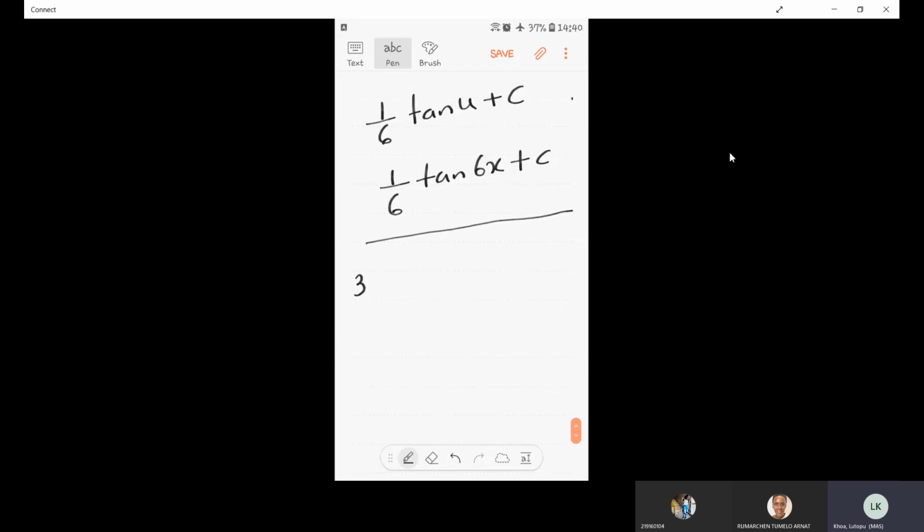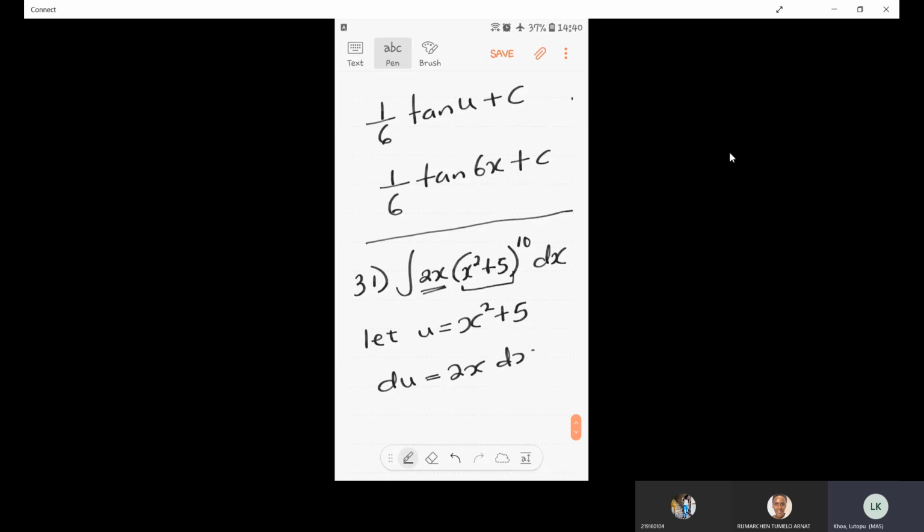Then number 3, the first one, we have the integral of 2x times x squared plus 5 to the power of 10 dx. Okay, so here I look at this, I have x squared plus 5. The derivative of x squared plus 5 is just equal to 2x. So I can let u equal x squared plus 5. This means that du is equal to 2x dx. Then I can make my substitution.